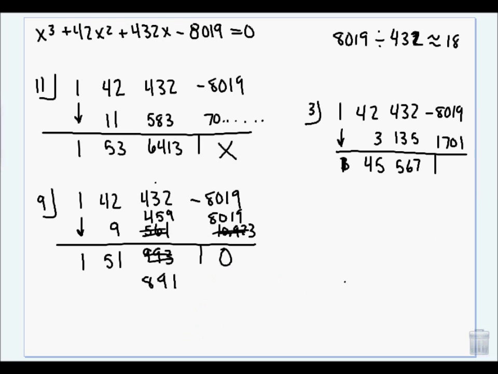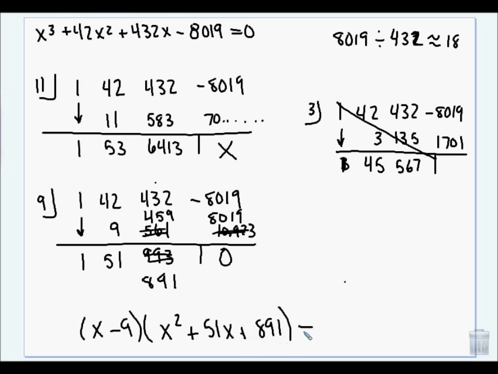All right. So we've got 9. So 9 works. So far our factorization is x minus 9 times x squared plus 51x plus 891 equals 0. Now we could try to factor this and find the factors of 891 that add up to 51. We kind of already have factored this.